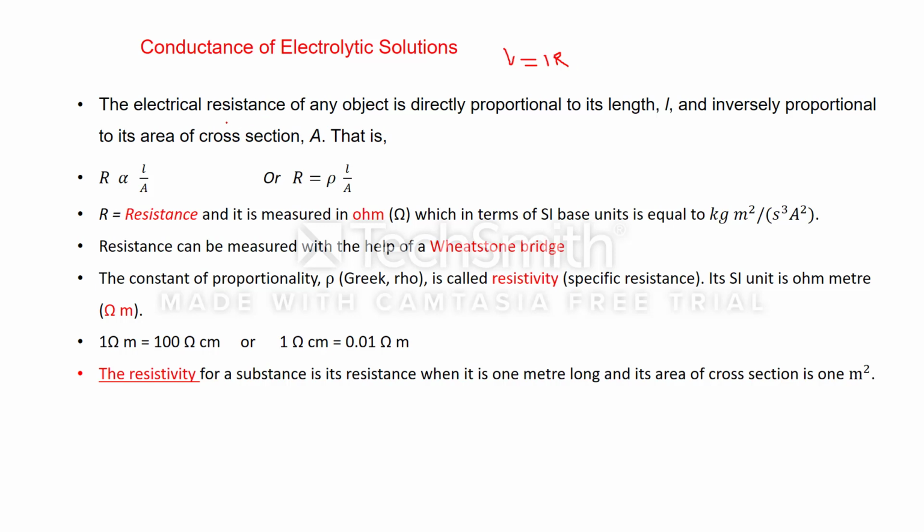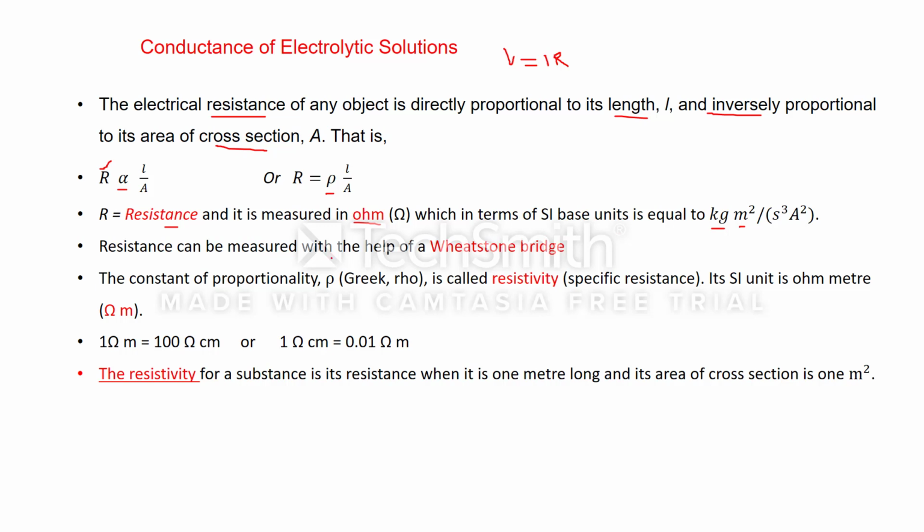Clear? Now, you have also learned that the resistance of any object is directly proportional to its length and inversely proportional to its area of cross section. That's why we can say R is directly proportional to L by A. If we remove this proportionality sign, a new constant comes in, known as rho. Resistance is measured in ohm, and in SI base units it is kilogram meter square divided by second cube ampere square.